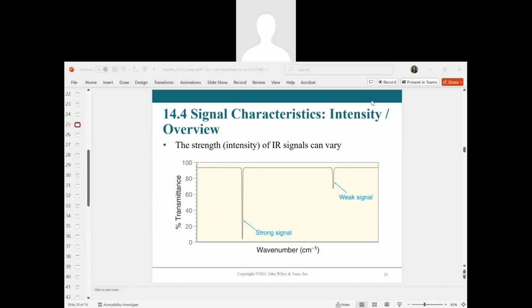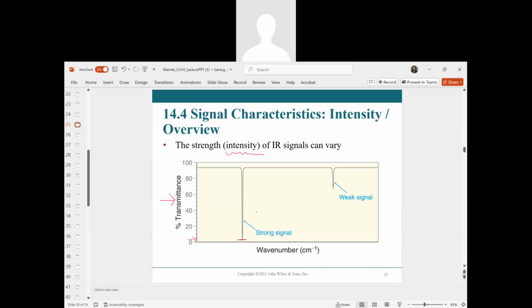In section 14.4, we're going to review the second signal characteristic that you should consider when you're looking at a spectrum. So the intensity is indicated here as that characteristic. The strength of the signal, aka the intensity, can vary. We see here our signal is based on the percent transmittance, and therefore something that is down around 10% transmittance, we would consider a strong signal.